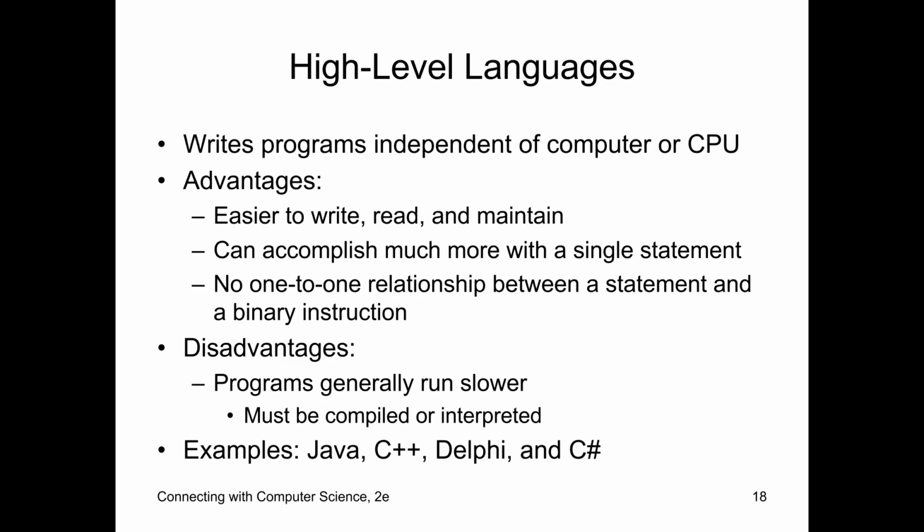Some examples of high-level languages are Java and C++, which is just C with object-oriented features. An older language is still hanging on for some reason. It's called Delphi. Delphi is based on a language called Pascal. And then, of course, you've got C Sharp. And another good example is Python, which is making a huge surge now, especially in scientific data manipulation and artificial intelligence.